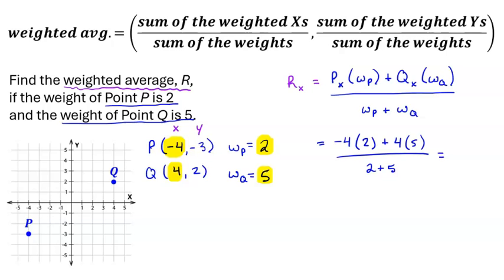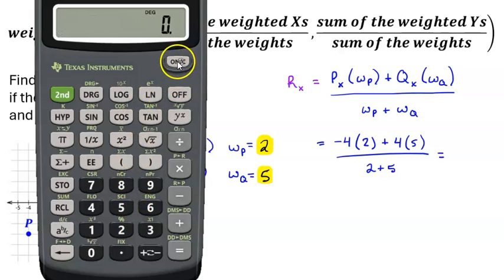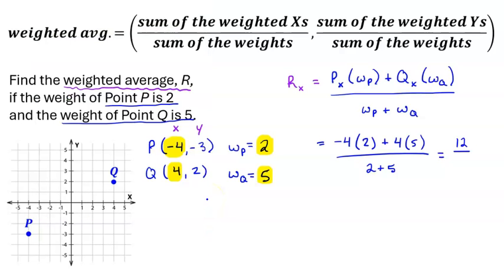And so now I'm going to go ahead and plug this into my calculator. Let's clear it out. We've got negative 4 times 2 plus 4 times 5 equals, and we get 12 over 7. Okay. And then if you needed to, you could plug this in, but this is still going to turn out to be 12 over 7. So that's going to be my x-coordinate of R.